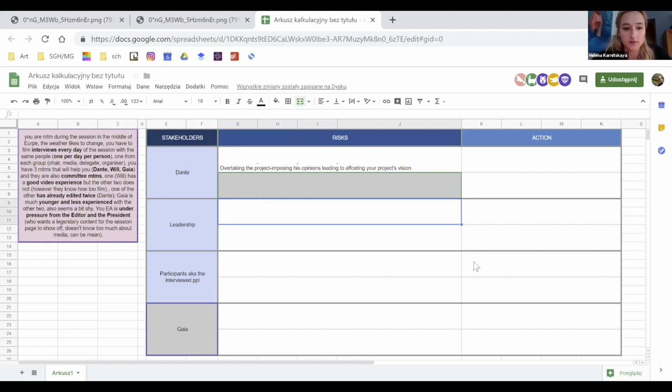Editor and the president. Yeah, I guess specifically the president may make it more difficult for participants of your project to participate if he wants the chairs to be busy with something else. You can maybe type that down if the rest agrees.